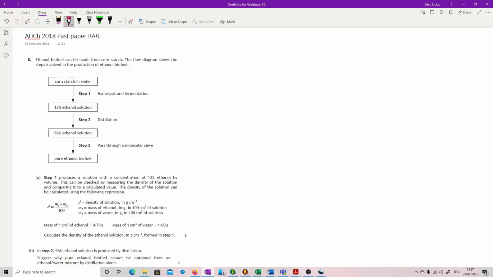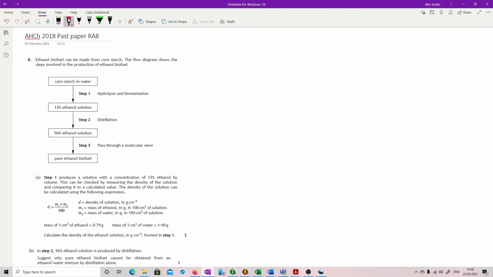Step 1 produces a solution with a concentration of 13% ethanol. We've already said that. This can be checked by measuring the density of the solution and comparing it to calculated values. So the density of the solution can be calculated using the following expression. Nothing you've seen before, but they're giving it all. The mass of 1 centimetre cubed of ethanol is given as 0.79 grams and 1 centimetre cubed of water as 1 gram. Calculate the density of the ethanol solution in grams per centimetre cubed formed in step 1.